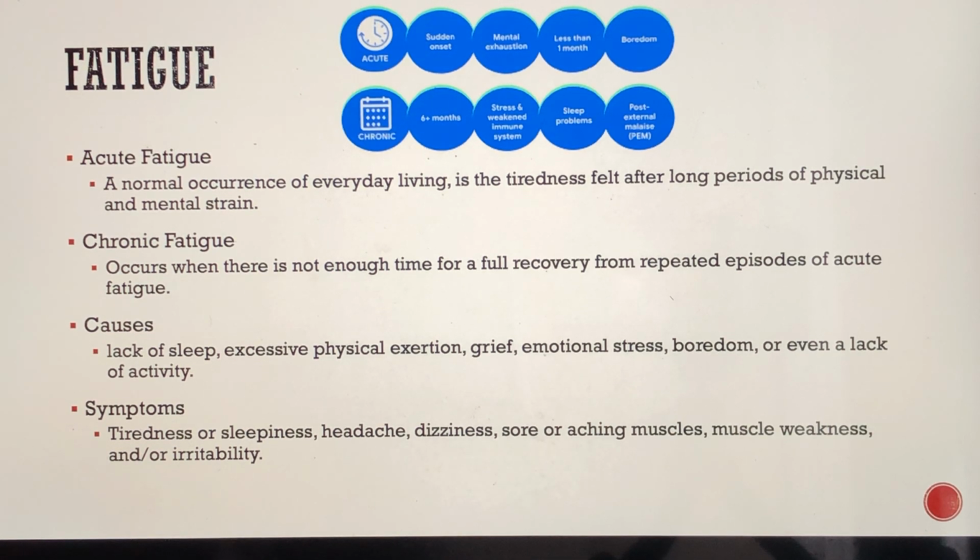Fatigue. There are two types of fatigue that we talk about, which are acute fatigue and chronic fatigue. Acute fatigue is a normal occurrence of everyday living, so this is just the tiredness felt after a long day, either physically, you went to the gym for too long, or it's a mental strain. You were in class all day, you've done tests, you had a long day at work kind of thing. So it's pretty normal, and it lasts less than a month. And then chronic fatigue, on the other hand, occurs when there's not enough time for full recovery between the acute fatigue episodes.